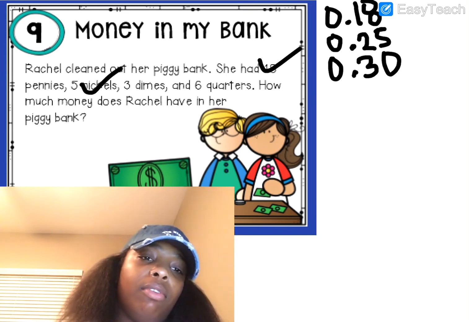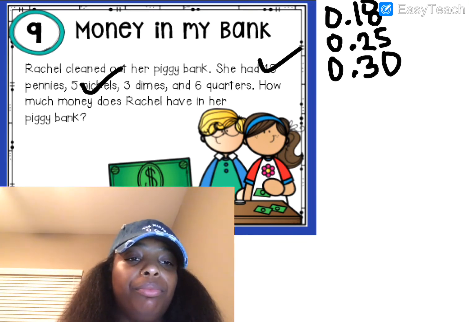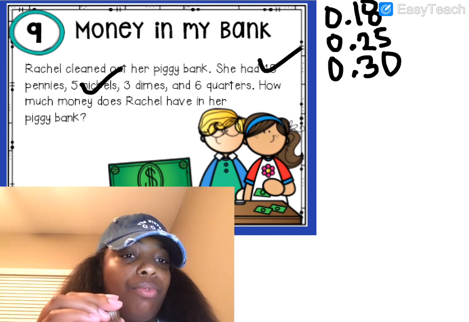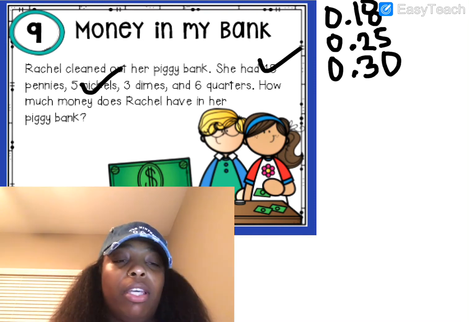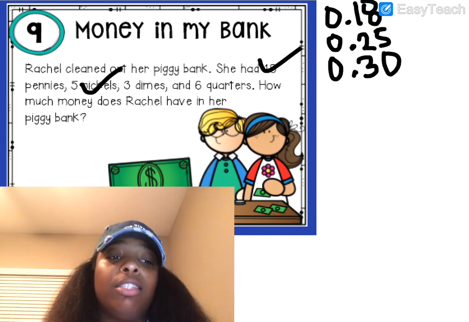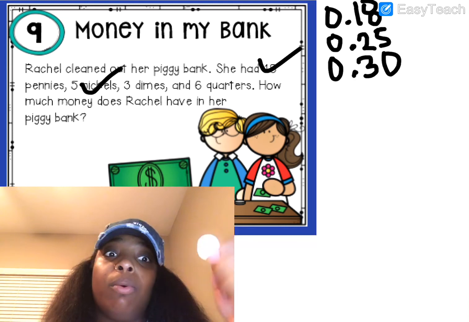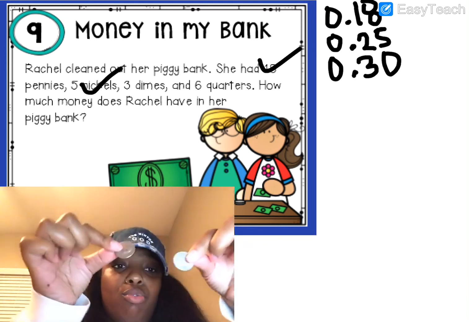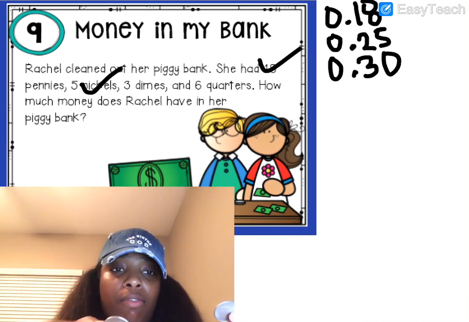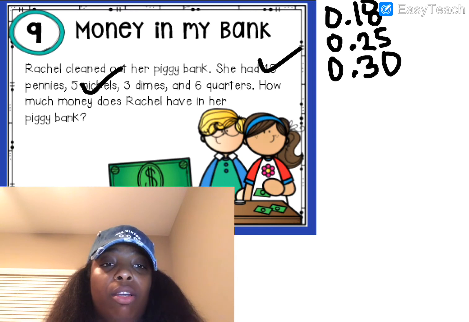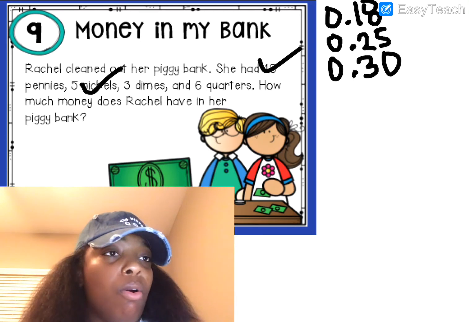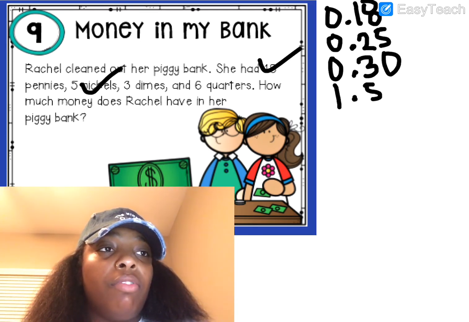So I have my 6 quarters here. Each quarter is worth how much? 25 cents. So if we count, we have 25, 50, 75, and $1. We still have 2 more. How much are 2 quarters? 25 and 50, and we already had $1. So $1.50. So we have a whole and 50 cents.